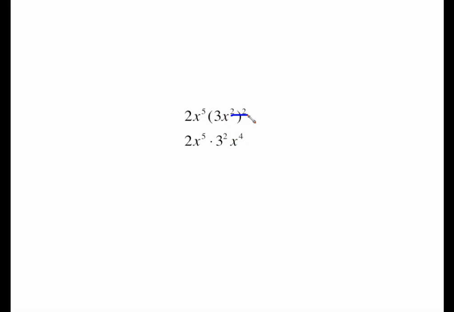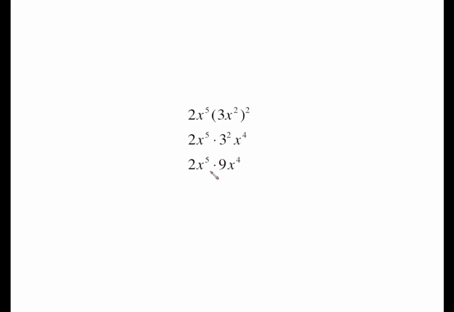When we apply the rule that says raising a power to a power we multiply, that's where the 4 comes from. Notice the 2x to the fifth stays outside the parentheses like it was before, but we do need to multiply those together. Now we can finish evaluating this right here. The 3 squared gives us 9.